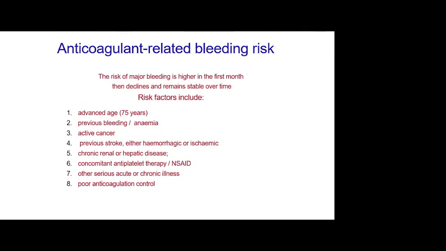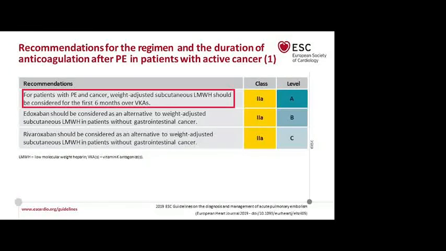Then we have to think about anticoagulation-related bleeding risk also, and we can think about vena cava filters if there is high risk. So comorbidities like advanced age, previous bleeding, anemia, and active cancer will determine the continuation of anticoagulation.